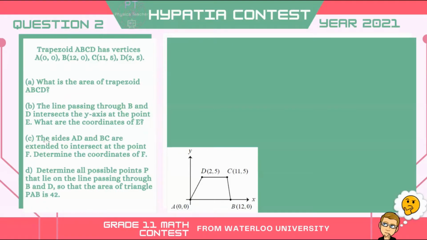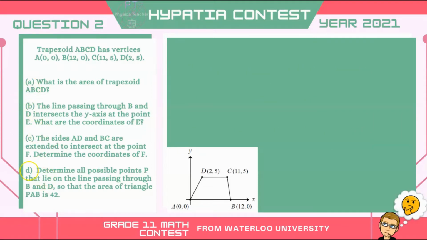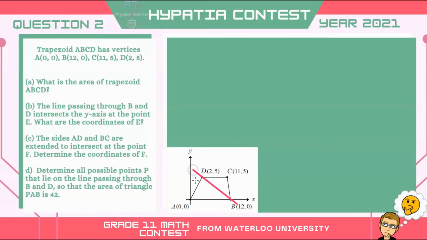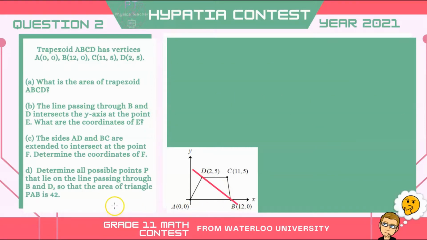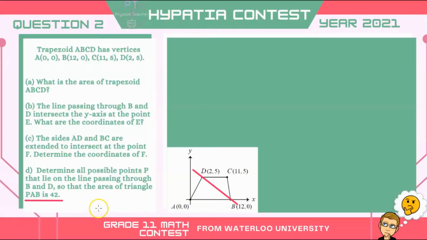This is a grade 11 Math Hypatia contest question. It's question number 2, and it has 4 parts to it, culminating in part D, which says if we have this trapezoid and a line that passes through B and D, what are all possible points P that could be on that line that would give the area of the triangle PAB to be exactly 42. Give them all a try, and I'll be right back with their solutions.